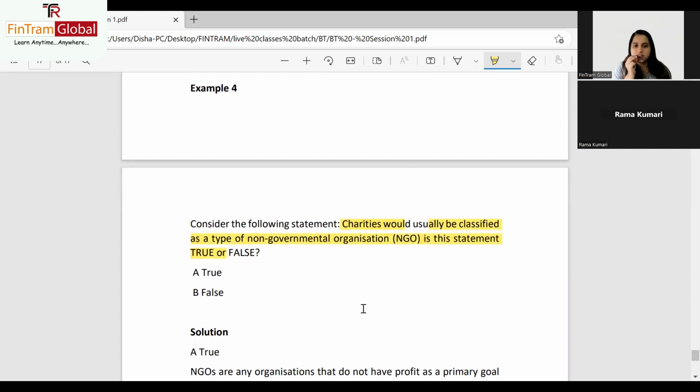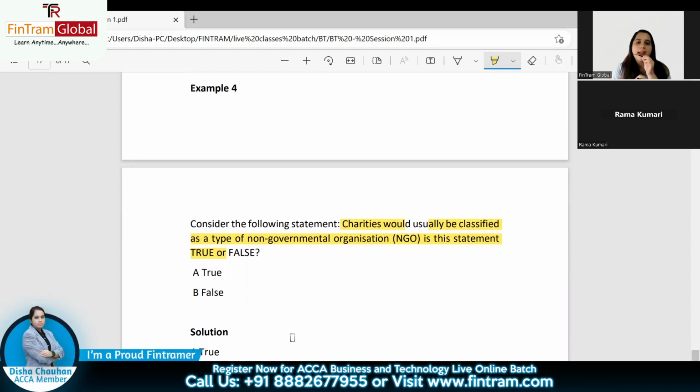What was an NGO? We studied, right? NGO is any organization whose primary goal is not profit. And charities, as we know, charities aim is not usually profit, right? Any charity that you have is for any social cause or betterment, right? So that's why they are saying that charities would usually fall into the category of NGO.